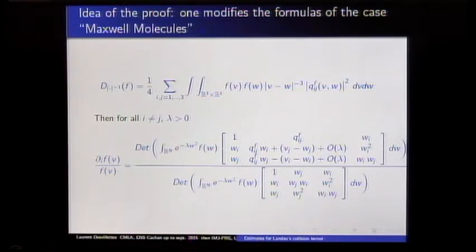So let me say that the proof, I will of course say almost nothing about the proof, just let me say that the proof is an extension of the second proof that we knew how to do in the case of Maxwell molecules. And now the main change is that in the Cramer formula, you have to use extra weights, which in fact are Gaussians. And so this adds a lot of extra technical difficulties, but at the end, that's the whole point, you can really extend the proof in this case.